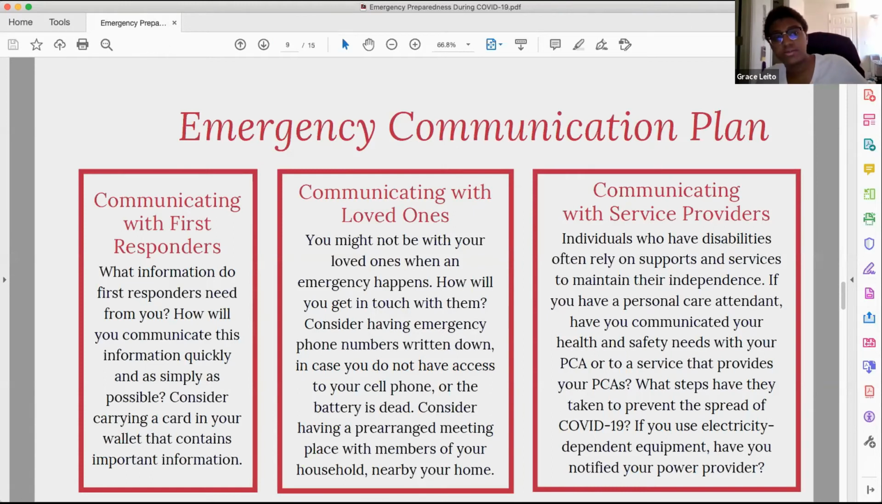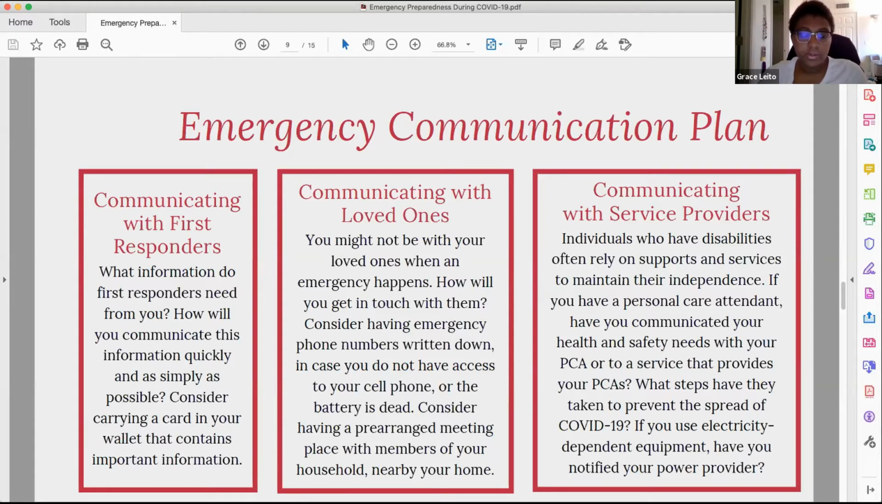Emergency communication plan, those 3 steps with emergency communication. First, communicating with first responders, then communicating with loved ones, then communicating with service providers. So communicating with first responders. What information do first responders need from you? How will you communicate this information quickly and as simply as possible?